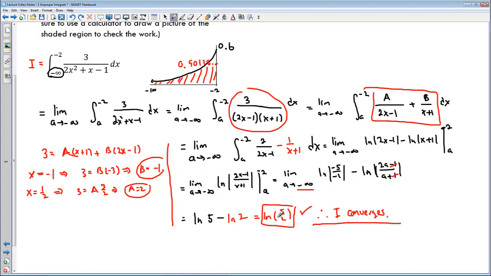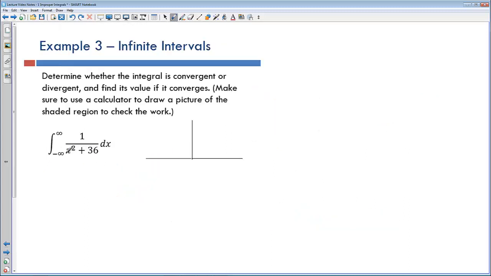All right, so the last two examples we did, we had infinity as one of the limits of integration. What do we do if we have infinity as both of the limits of integration? So how do we work with problems like that? From time to time, especially in probability, you work with problems like this.